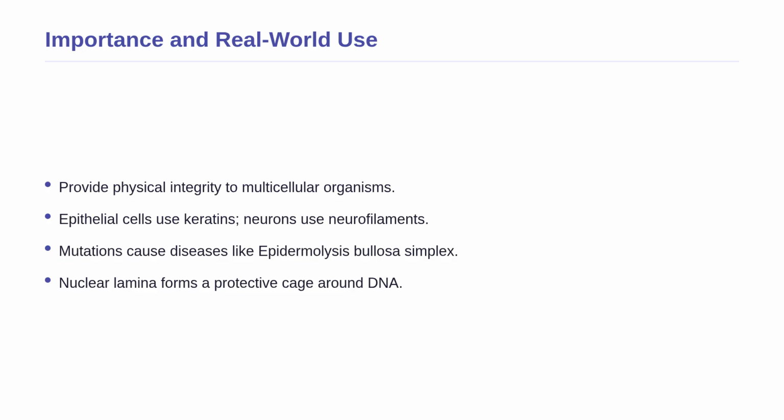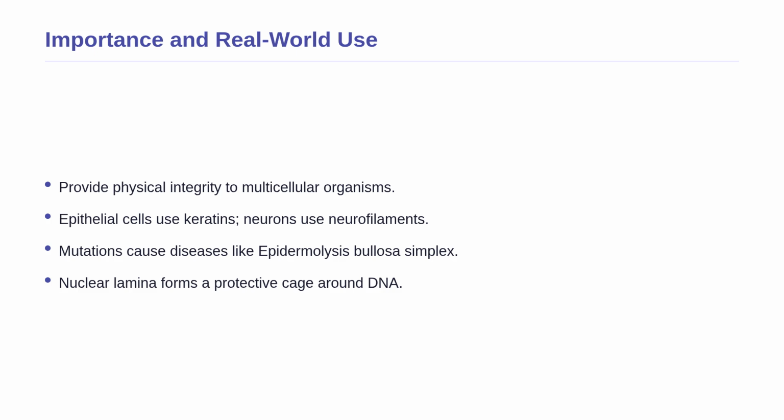Seeing how they assemble helps us appreciate their role in our bodies. The importance of intermediate filaments cannot be overstated when it comes to the physical integrity of multicellular organisms. In real life, they are the reason your skin is tough and your muscles do not rip apart. Different tissues use different types to suit their specific needs. For example, epithelial cells use keratins, while neurons use neurofilaments.